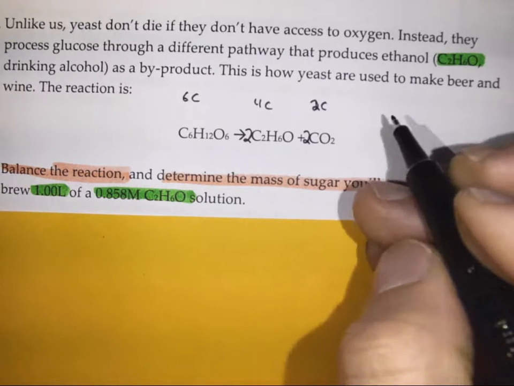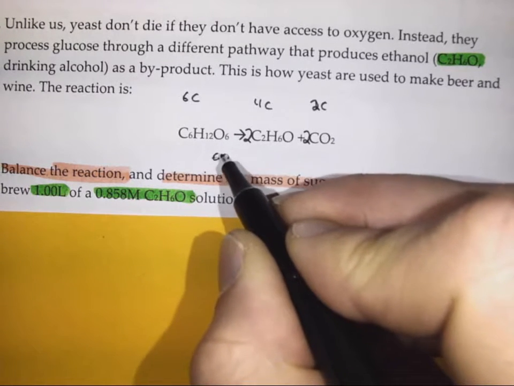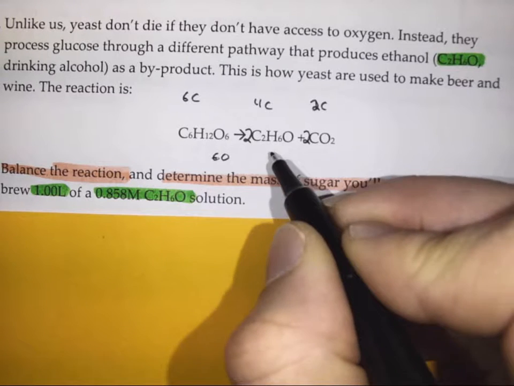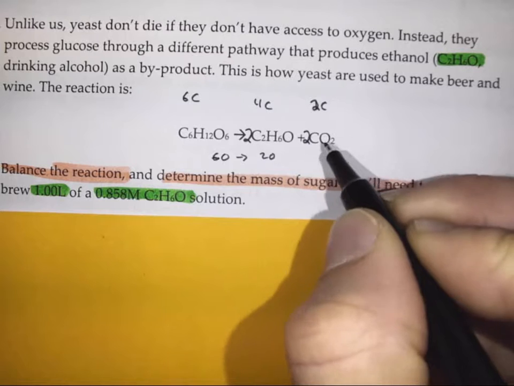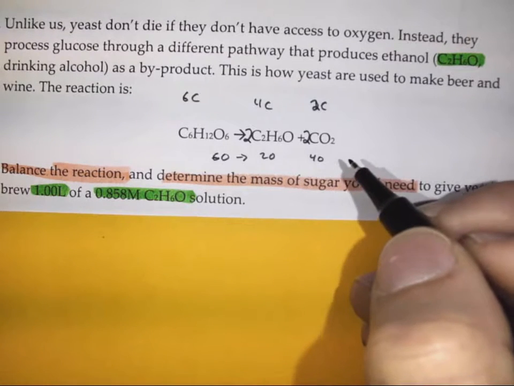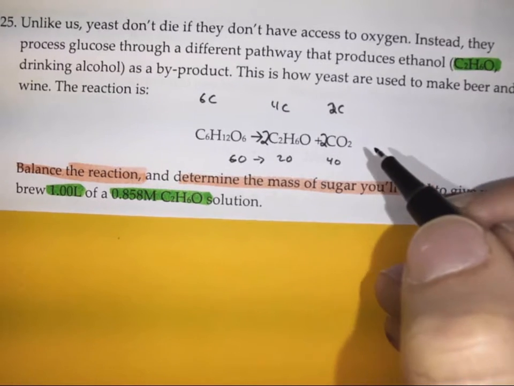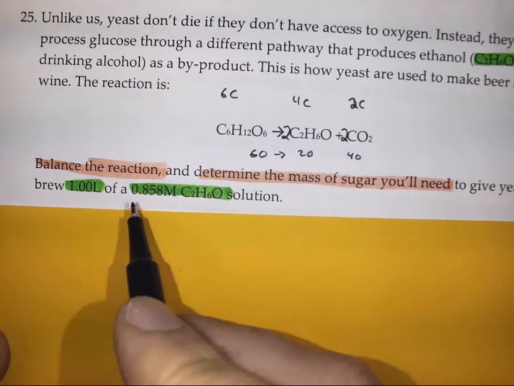I really hope the oxygens have been balanced by doing this. So I've got 6 oxygens here, 2 oxygens here, and 2 O2, so that's 4. Hey, look at that. We're balanced. That was a lot less painful than I thought it would be. All right, okay, so now we can start solving.